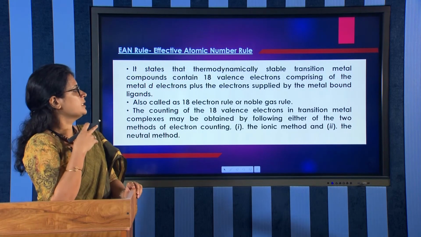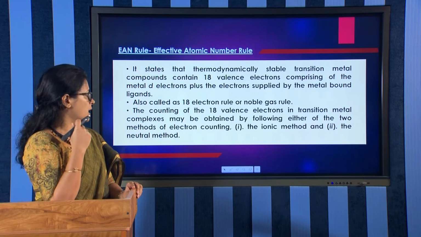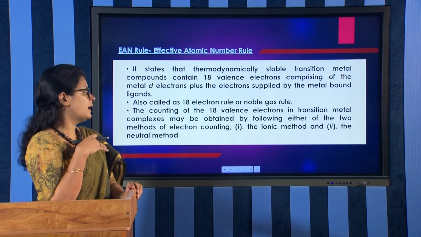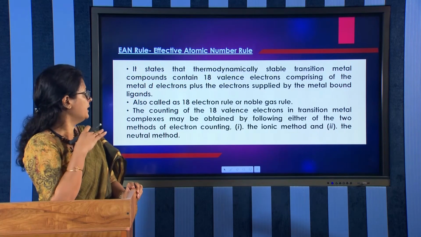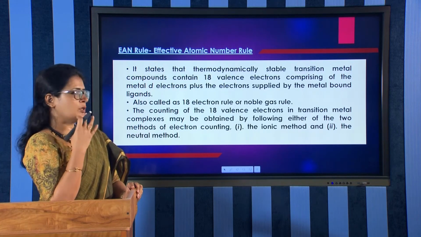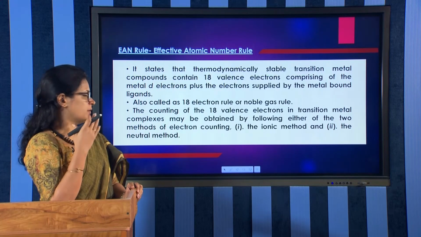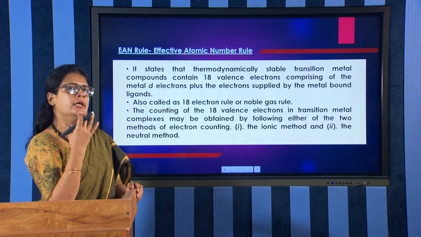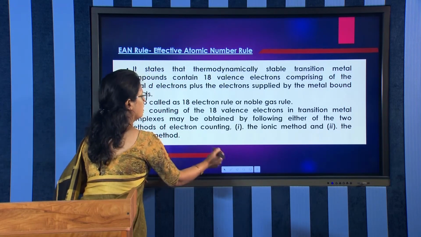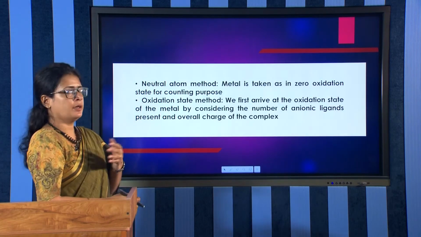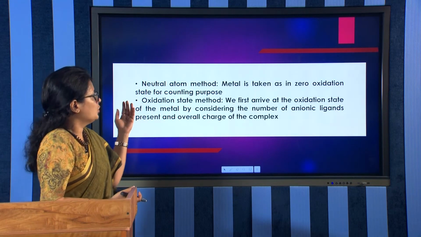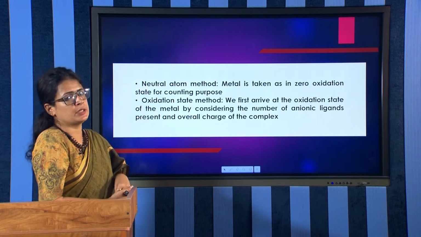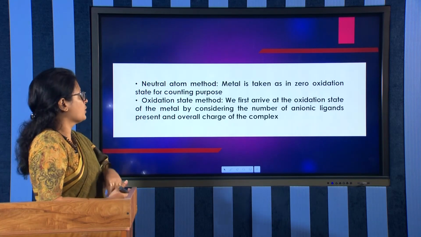And how to count the electrons? Counting of these 18 valence electrons in transition metal complexes may be obtained by following either of the methods. You can follow the ionic method, and the second method is the neutral atom method. Either the neutral atom method or the ionic method could be used, and you can see in the coming slides how to work out the problems. In the neutral atom method, the metal is taken as in a zero oxidation state.